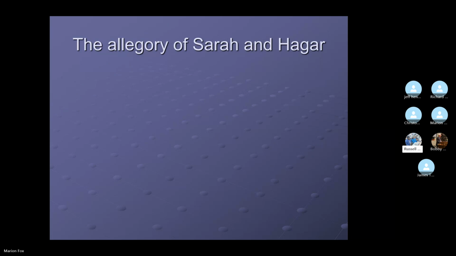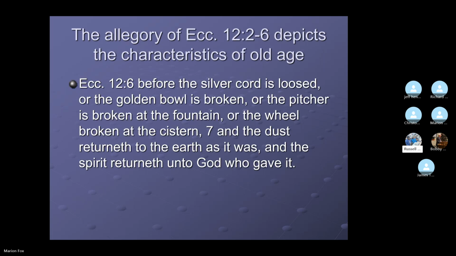Yes. How do you pinpoint some of the meaning of the different figures? Like you're saying, like the golden bowl is broken. How do you know what he's getting at there? The golden bowl may be your forehead, your head, and the pitcher broken at the fountain.